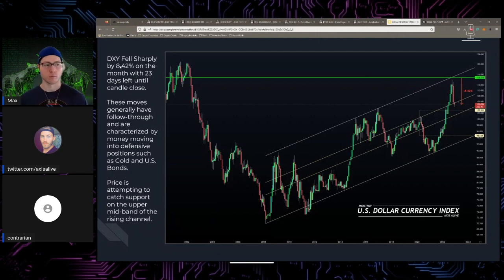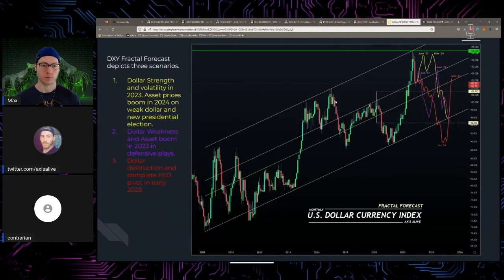So I have here on the left that there's 23 days left until this monthly candle closes. It's just a tiny little candle. It's pushing up against the upper mid band of this channel. And the question is, does it make a spike higher? Does it go lower? Well, the only way to know is to check out what other asset classes the money's going into. These moves generally have follow through. They're characterized by money moving into defensive positions such as gold or US bonds. So price is attempting to catch that support on that band.